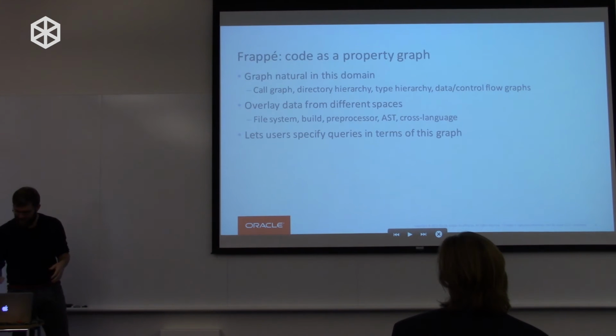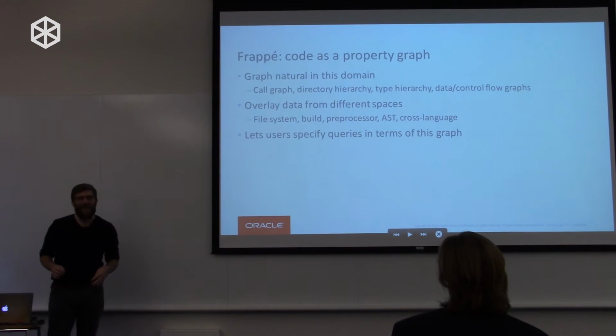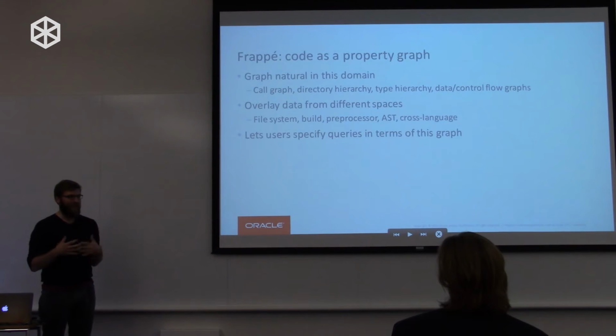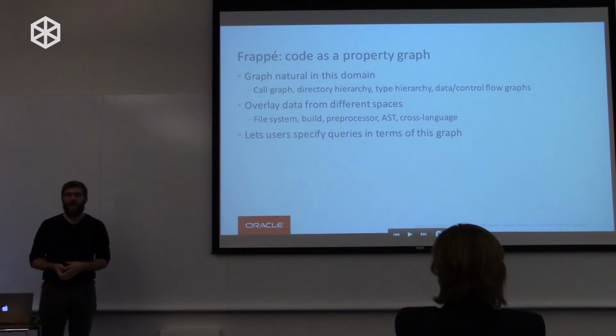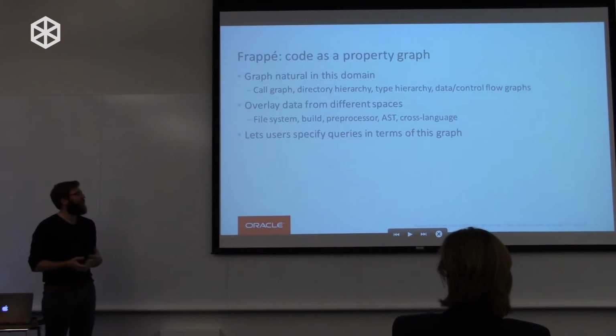So with Frappé, we try and give users a better way of accessing this information by modeling the software as a property graph. We're doing this because we feel that graph is a fairly natural model to use in the software domain. We're already used to talking about things like call graphs, type hierarchies, directory structures, control and data flow graphs, and so on. And the graph model enables us to really easily overlay or cross-reference data from different information spaces.